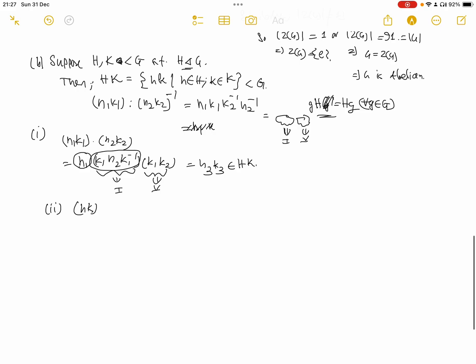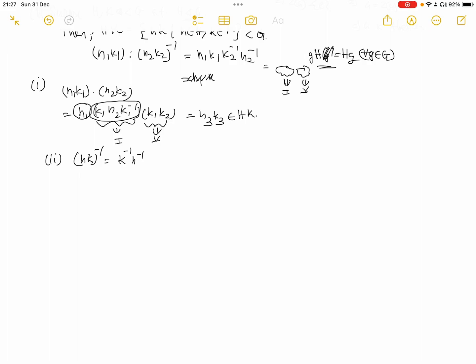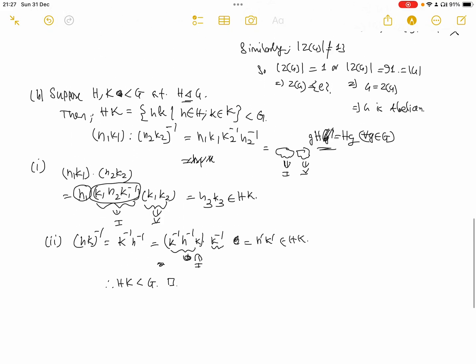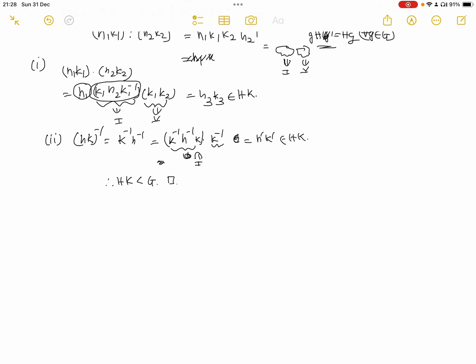And secondly, if you take any element hk and you take its inverse, you get something like this. And now, how do you show this is in HK? So again, you just use the normality of H to say this is k inverse, right? I can write it like this. But again, because H is normal, this element belongs to H, and this element is in K. So this is some h prime k prime. So we get HK becomes a subgroup of G. So we need at least one of them to be normal.